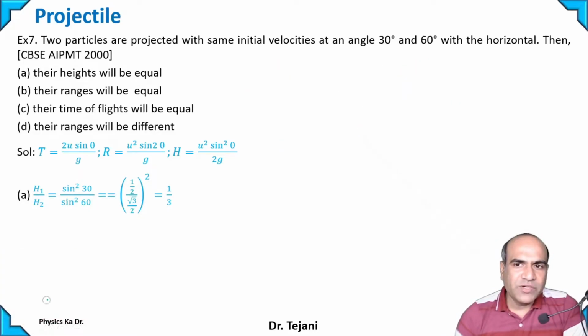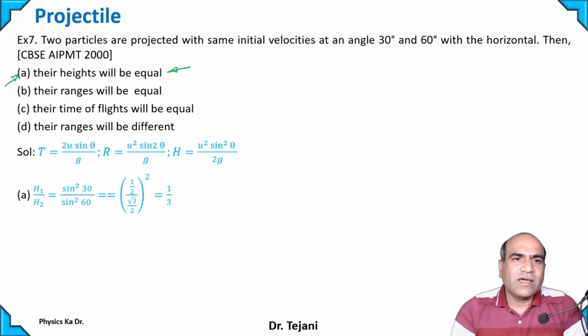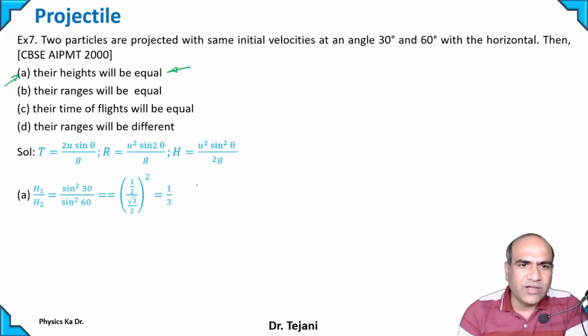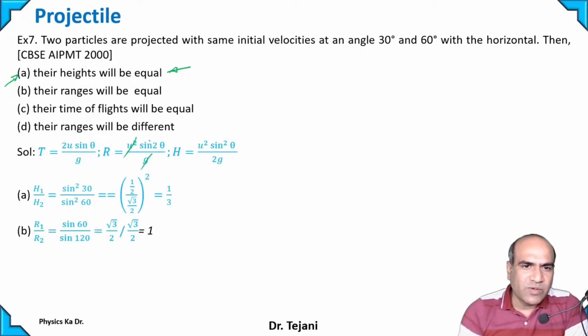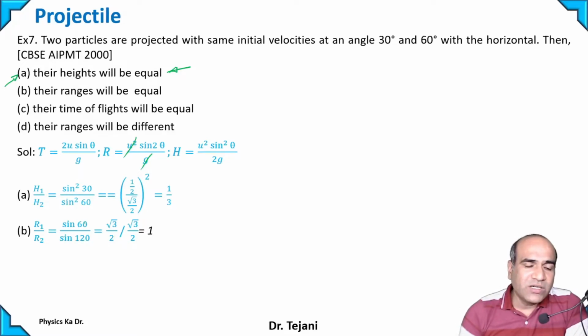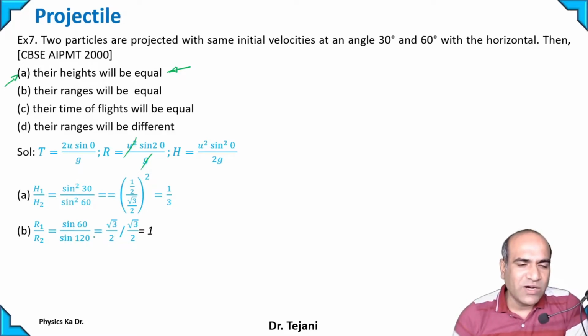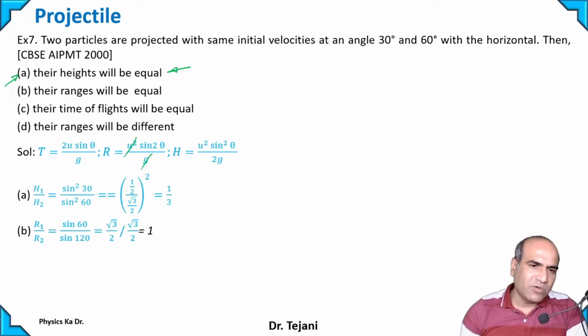So this kind of question you may see. Their heights will not be equal. Next, their ranges will be equal? We take the ratio of the ranges, r1 by r2. Again u and g are the same, so they cancel out. So it becomes sine 2 theta 1 by sine 2 theta 2. For 30 and 60, that is sine 60 by sine 120, root 3 by 2 over root 3 by 2. Sine 60 and sine 120 have equal values, and the ratio becomes 1.